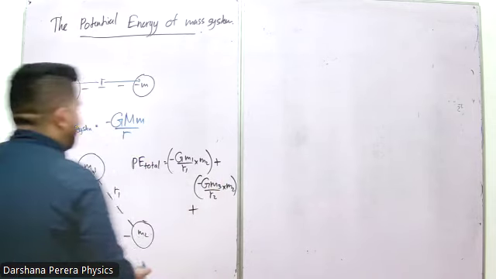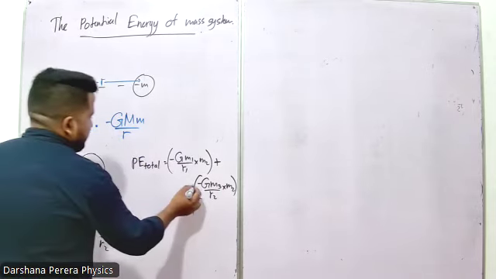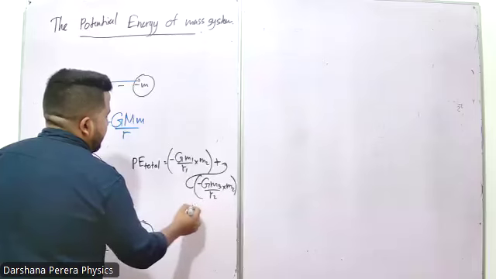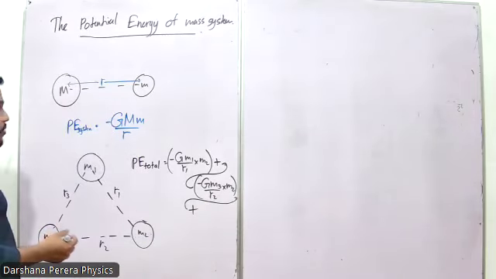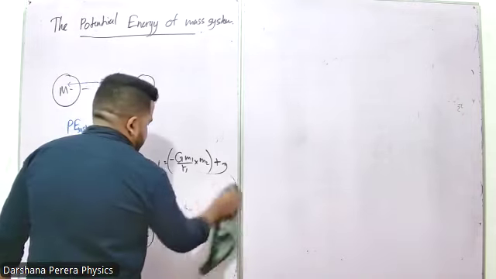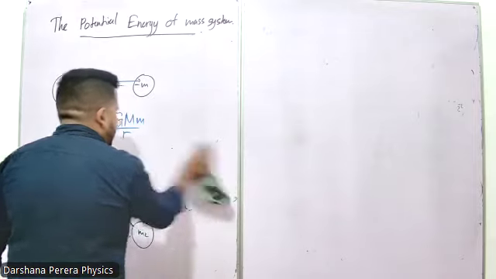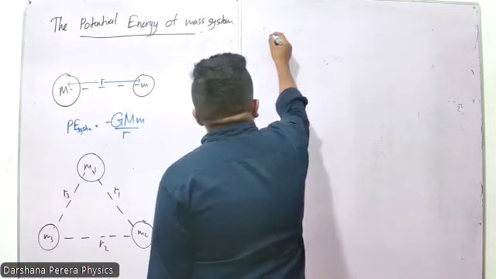Plus what? I don't have any space, but that's why I take it like this. Also, I can use another space. I will take this one. Then the PE total.